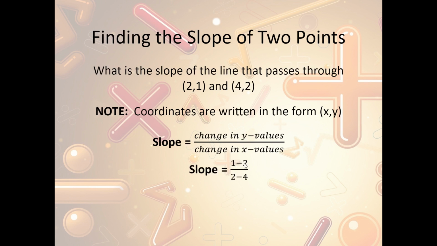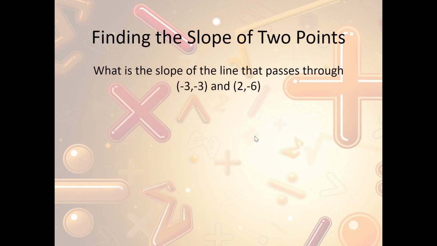Now when I do that, 1 minus 2 is -1. And 2 minus 4 is -2. And when I do that, a negative divided by a negative just becomes a positive. So this is just 1/2. So my slope for that line that goes through those 2 points is 1/2. Let's look at another example.